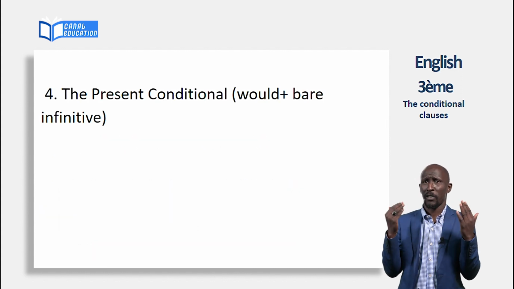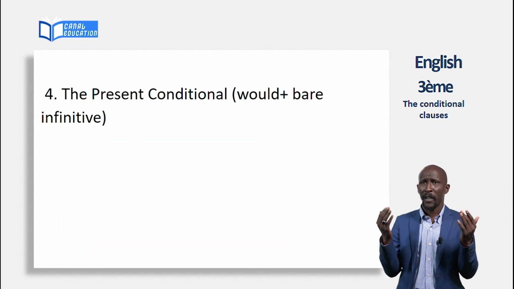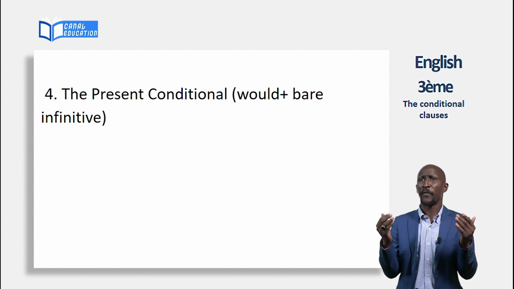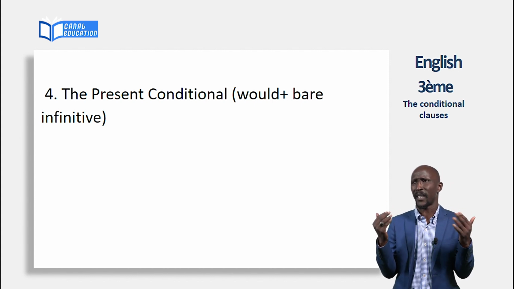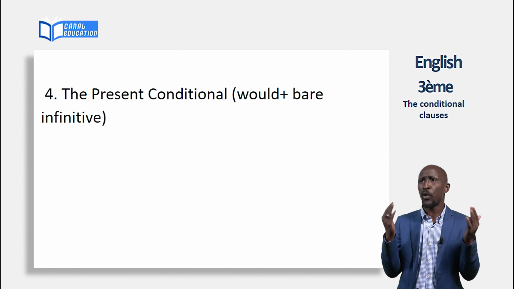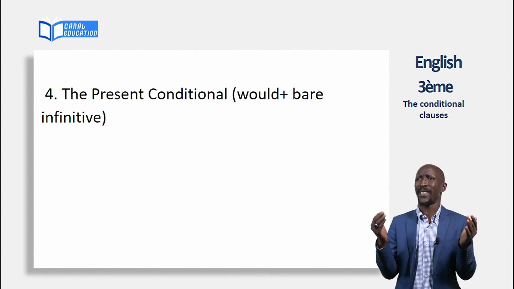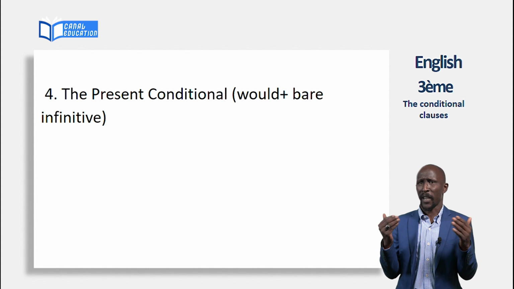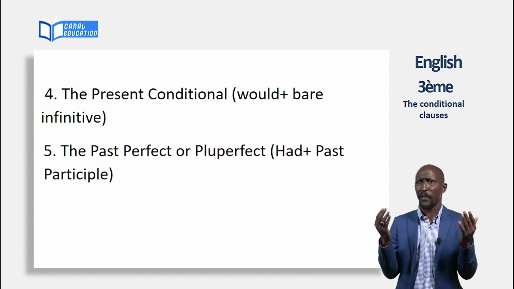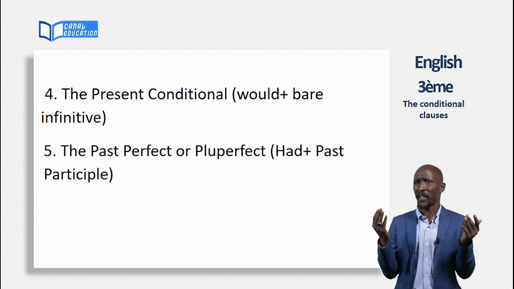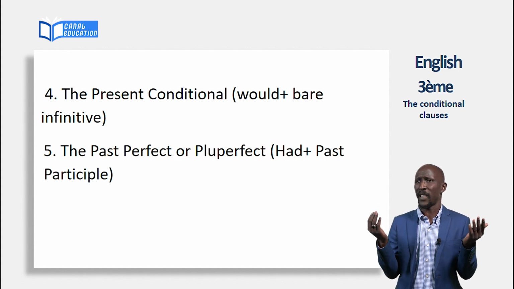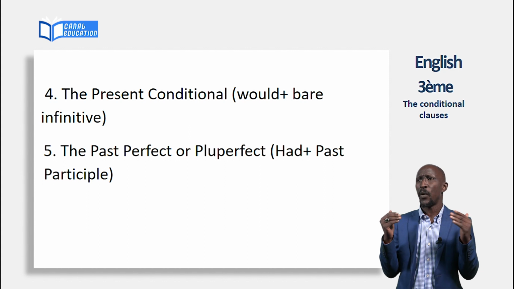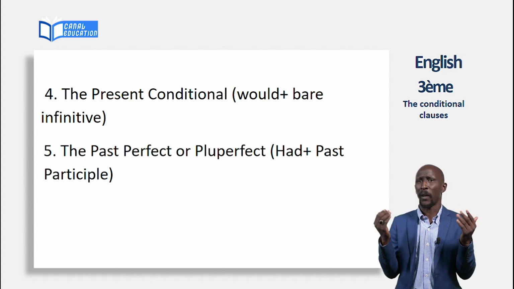Now, the fourth tense that will be important for the use of the conditional clauses is the present conditional, which is formed with the auxiliary would plus the bare infinitive. I recall to you that the bare infinitive is the infinitive without to. Now, the fifth tense is the past perfect, also known as the pluperfect, which is always formed directly with had plus the past participle of the verb.